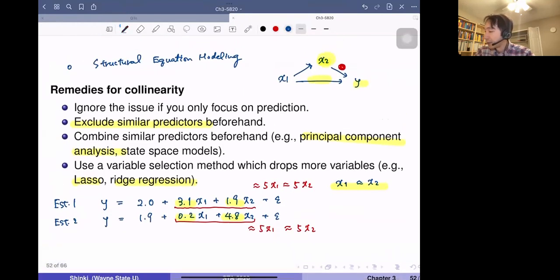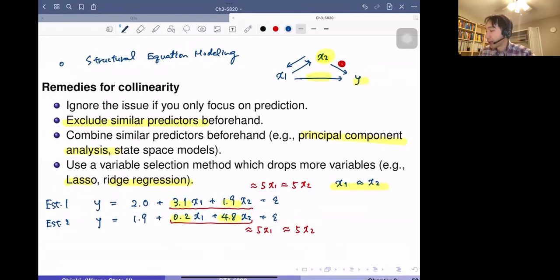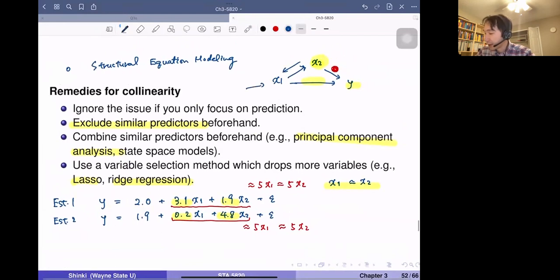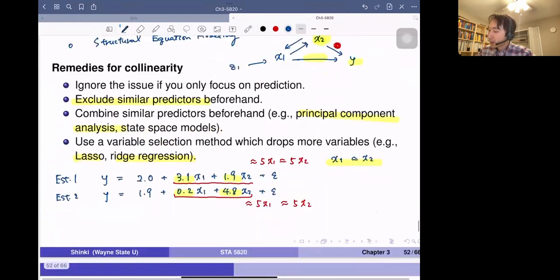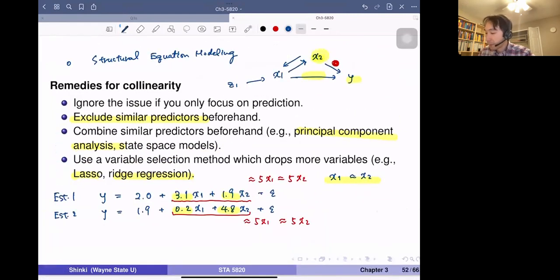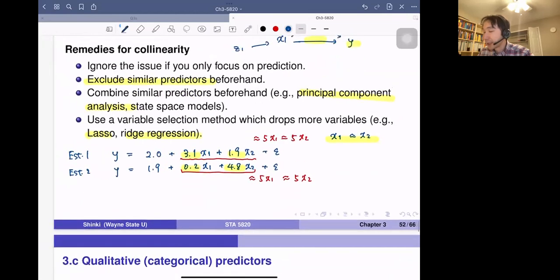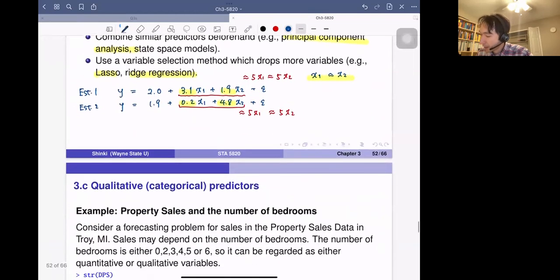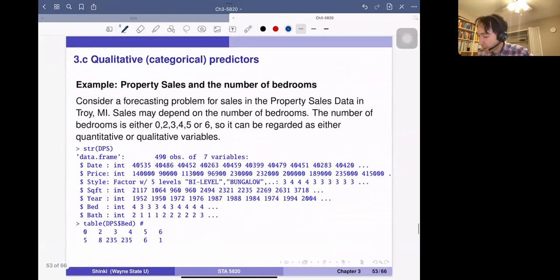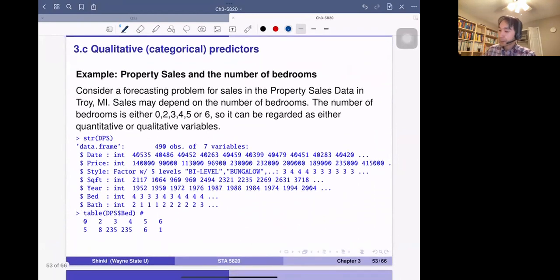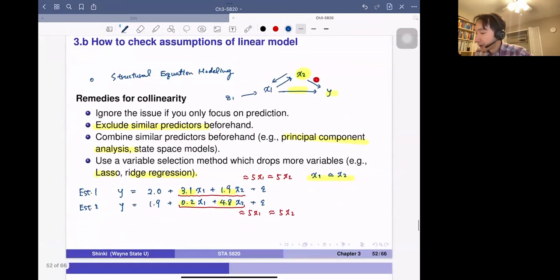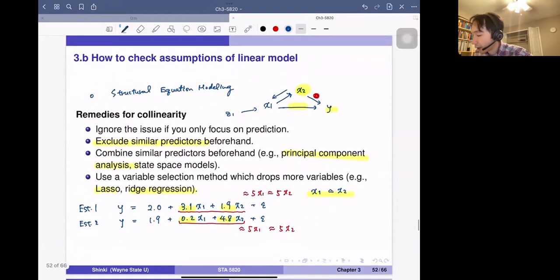In some models, it's even possible to see which direction is true: x1 affects x2 or x2 affects x1. Maybe we need some additional assumptions, such as x1 is affected by z1 or something like that. But yeah, structural equation modeling is more useful to see the significance of coefficients. We don't cover it in class. Okay, so do you have any questions? This is the last slide for collinearity.